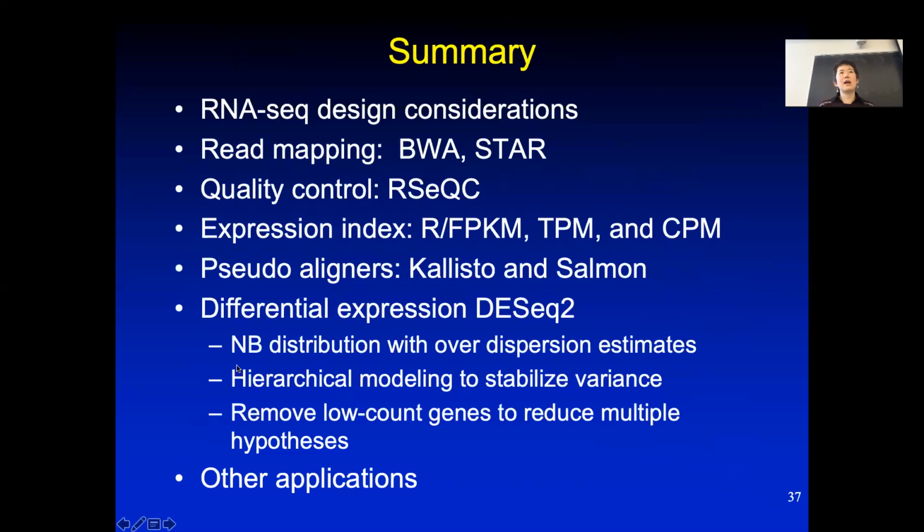If you have like 100 cancer and 100 normal, a lot of tools will be okay. DESeq uses a negative binomial distribution to model the over-dispersion of the read coverage on a gene. It uses a hierarchical model to stabilize the variance, borrowing information from many genes. It also tries to remove the lowly expressed genes to reduce the total number of hypotheses to test, in order to give you more differential genes. And then there are some other tools that do fancier functions. Okay, great for today.